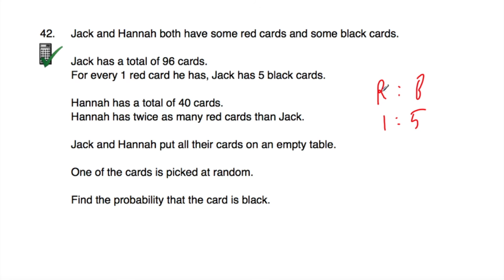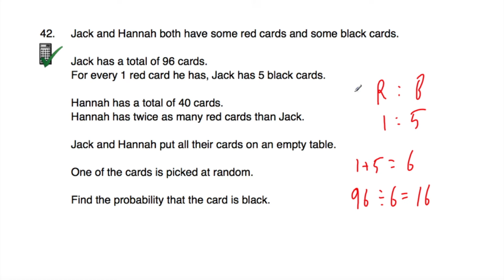To share 96 in the ratio 1 to 5, we're going to add together the numbers in the ratio. 1 part plus 5 parts is equal to 6 parts altogether. Then we divide the total, 96, by 6, because there are 6 parts in total. 96 divided by 6 is equal to 16. So that means there's 16 cards in one part.